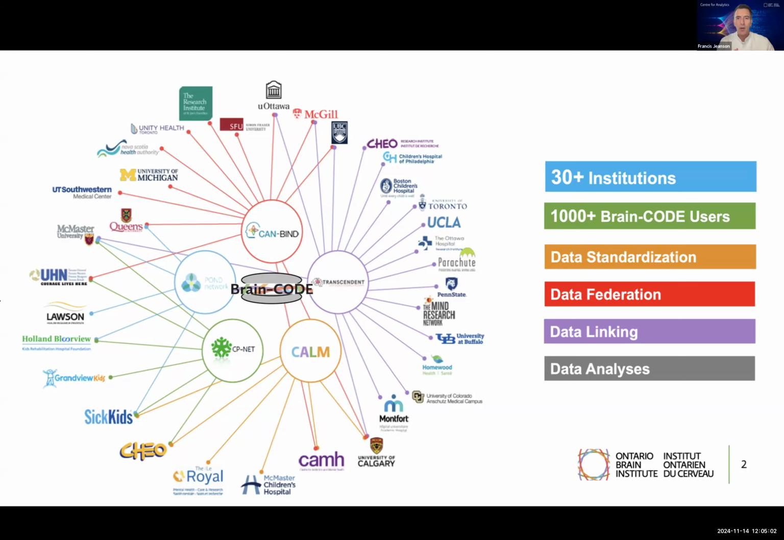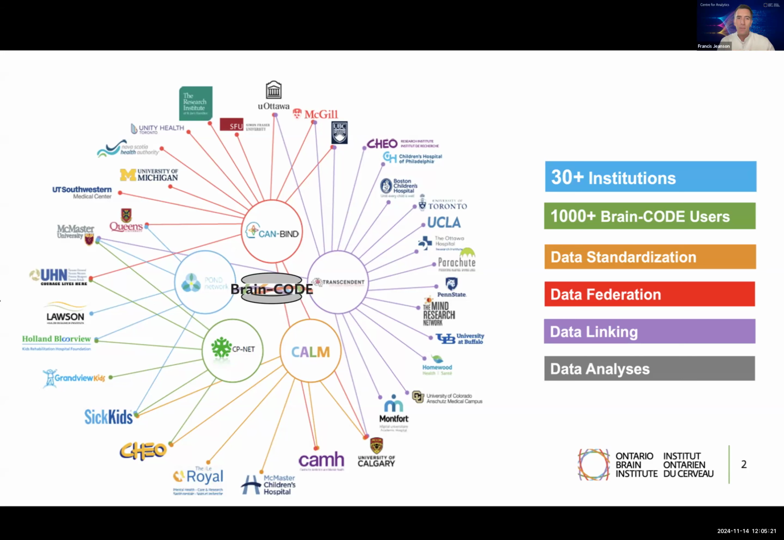And each of these programs really integrate a number of partners from across the province of Ontario, but also Canada, and sometimes even outside of Canada. And this is what this diagram shows you: all these institutions, over 30 institutions, collaborating and working on these large initiatives.